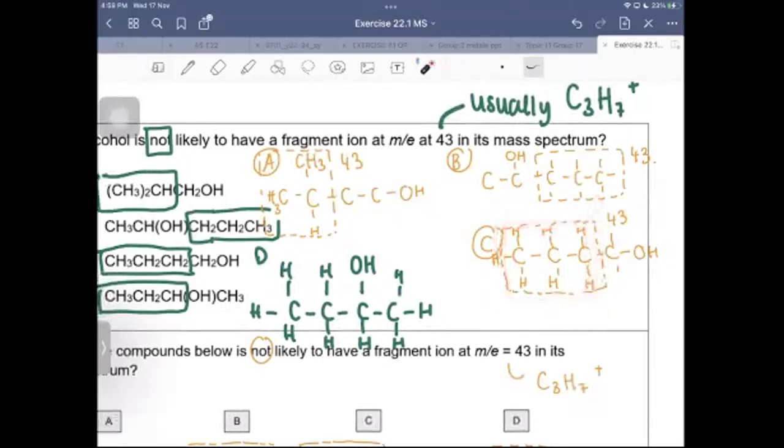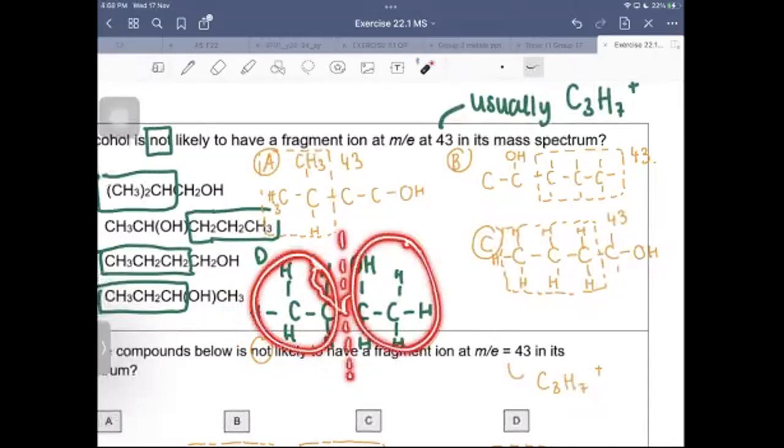Whereas for D, if I break my bond here, I will get either a peak at 15, or the other side, which I haven't calculated: 15 plus 12 plus 1 plus 16 plus 1 plus 12 plus 2. So that is 59, okay? This side is 15, on the right side is 59. What if I break it here? That is the CH3, CH2, so this will cause a peak at 29, okay? What about the other side? 15 plus 12 plus 1 plus 17. This will be 45, okay?